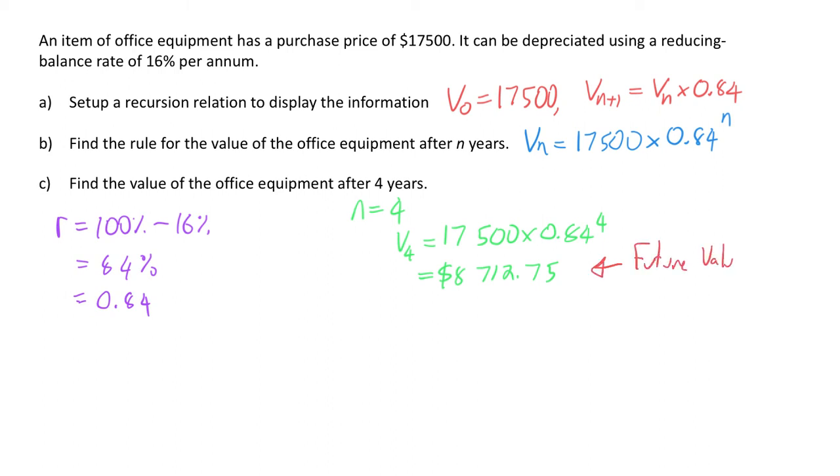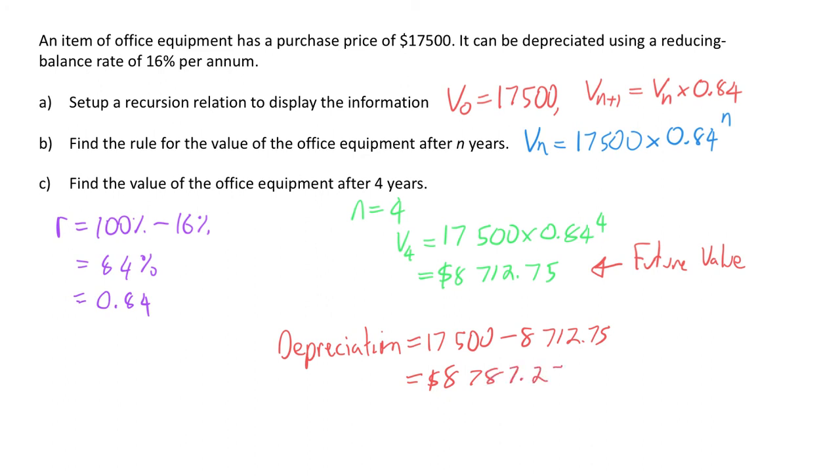Although that answers the question because we found the value after 4 years, so that's the future value, it's also important to remember that that is the future value and not the amount of depreciation. If we wanted to calculate the amount of depreciation after 4 years, we would have to go 17,500 and take away that future value of $8,712.75. So that would equal $8,787.25. So that's the depreciation amount.